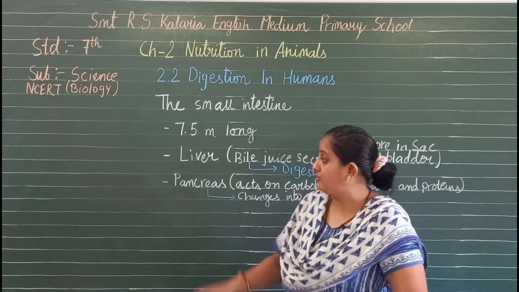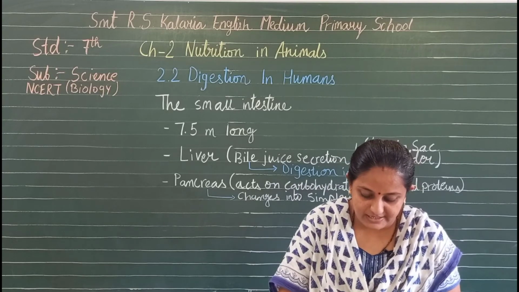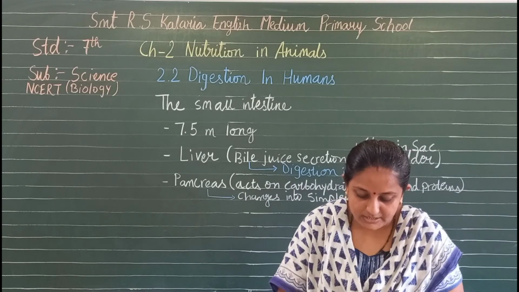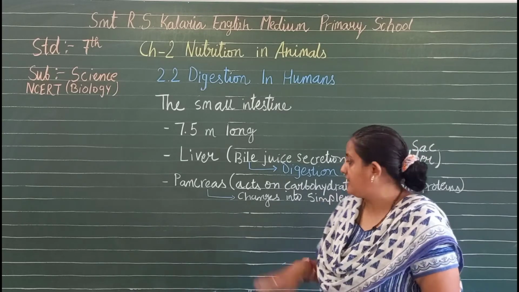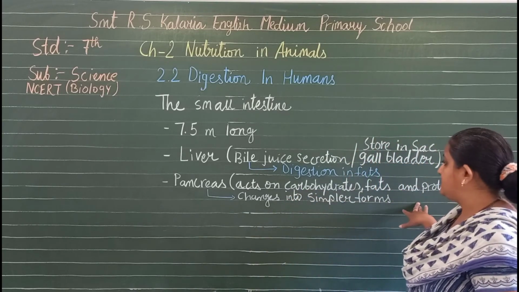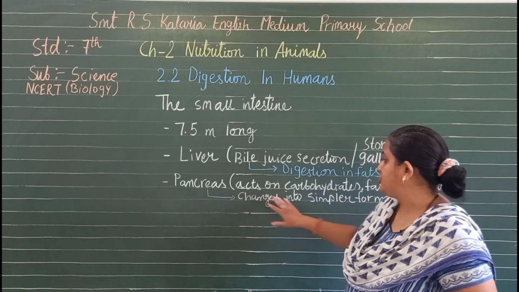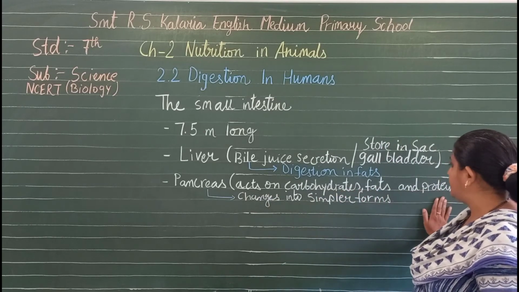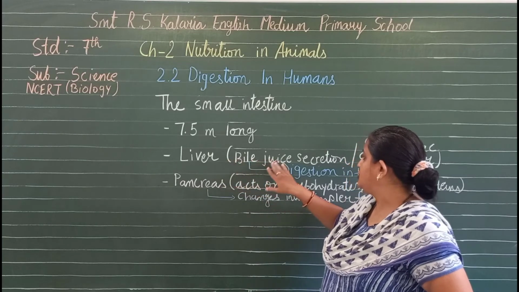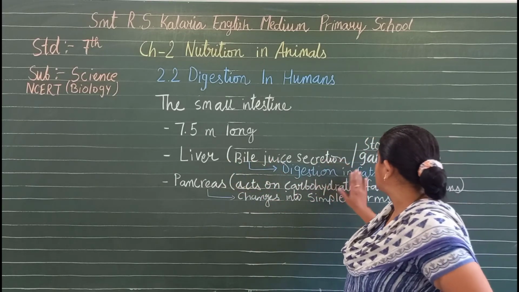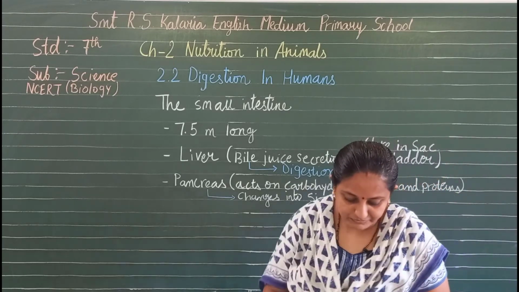Now let us understand another gland, the pancreas. The pancreas is a large cream colored gland located just below the stomach, and the pancreatic juices act on carbohydrates, fats and proteins, and change them into simpler forms. So this is the function of the pancreas. And the liver secretes bile juice, which plays an important role in the digestion of fats, and it is stored in a structure known as the gallbladder.